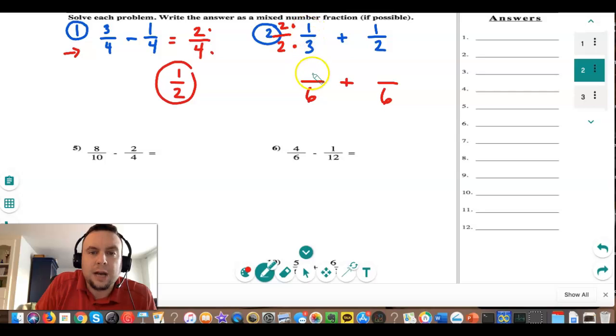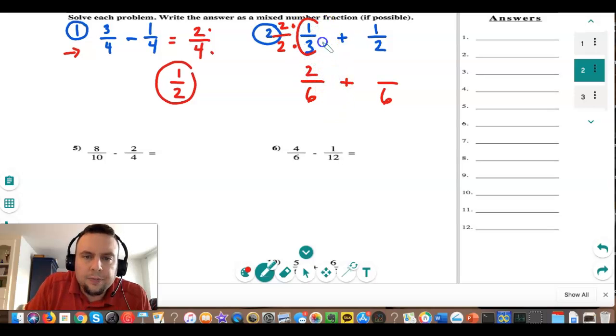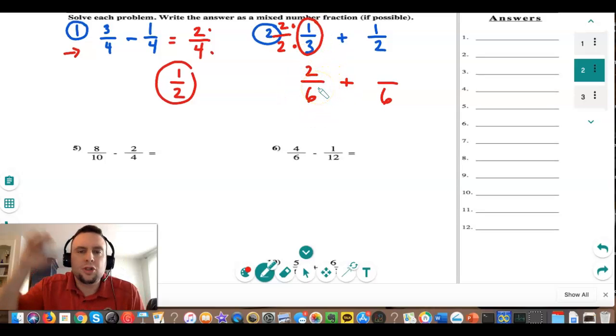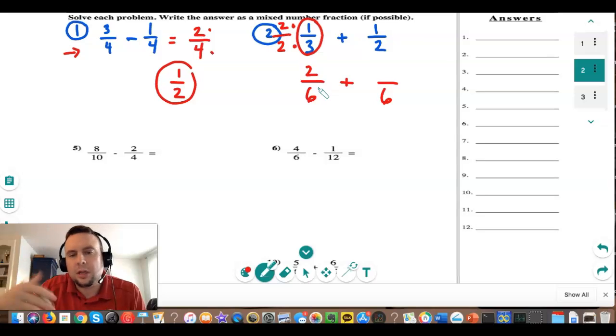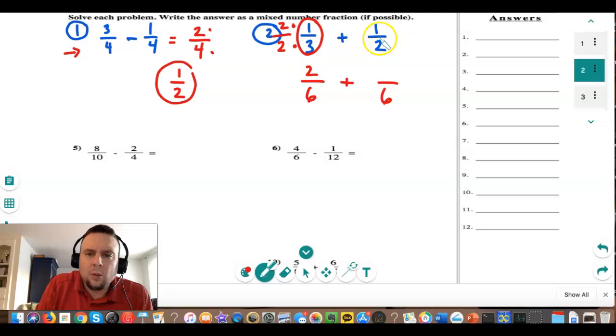2 times 1 up top is 2. So what we're saying is 1/3 is the same as 2 out of 6, right? If you think of shooting a basketball, 1 out of 3 is the same as shooting 2 out of 6. All right, so that's the process. So we want 1/2 to become sixths. So we got to think, well, 2 times something gives me 6. Well, 2 times 3 gives me 6.